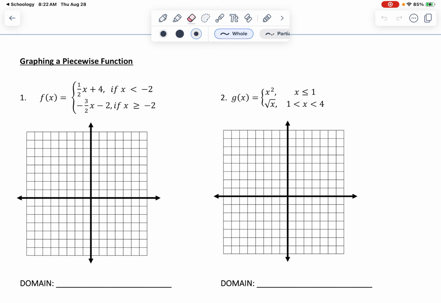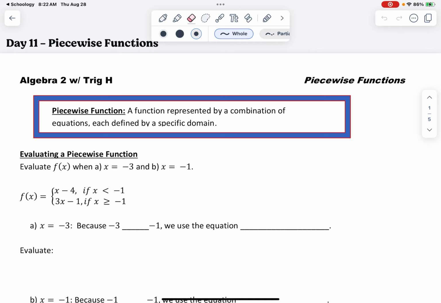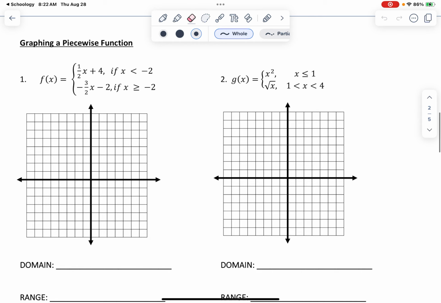So if you look at them, it's a function, obviously, hence the name, but it's made up of other functions, and then they have restricted domains. So if you look at our book definition, a function represented by a combination of equations, each defined by a specific domain. So just to explain what this is really quickly.